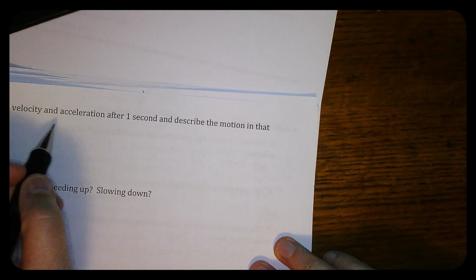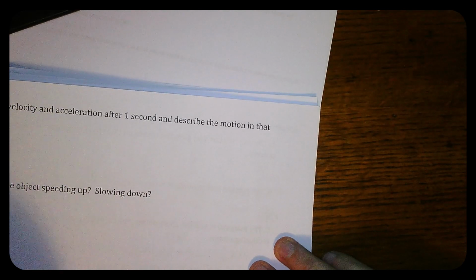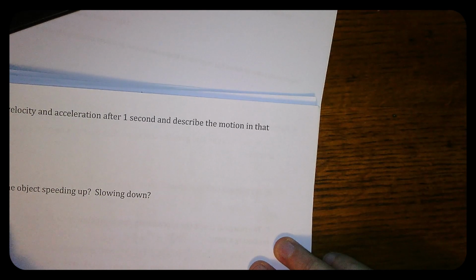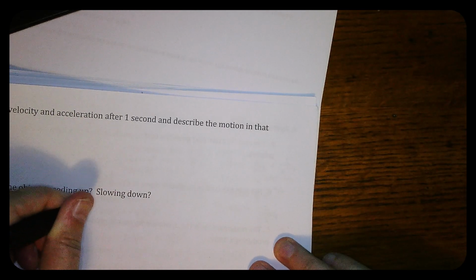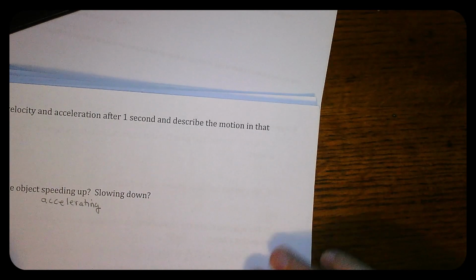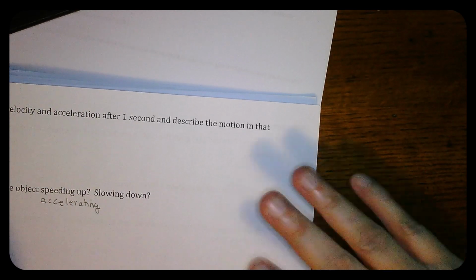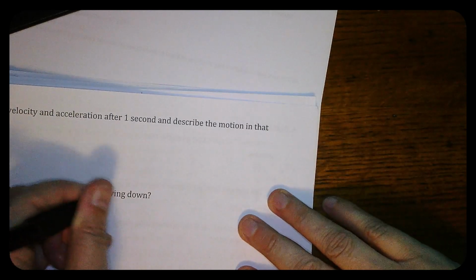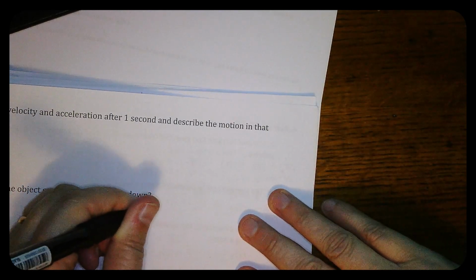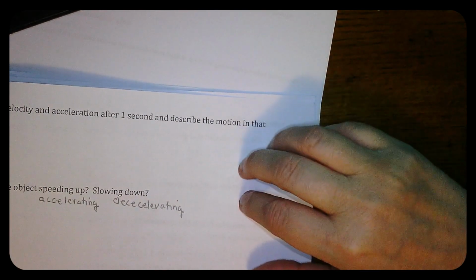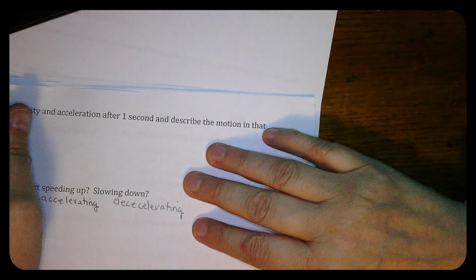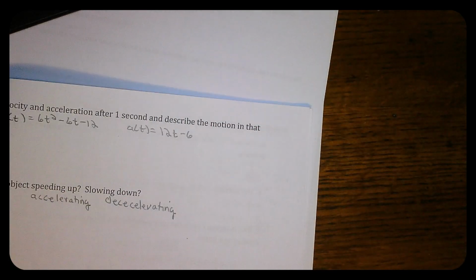All right, let's explain why that's important to me. So find the velocity and the acceleration after 1 second. All right. And then here it is. Is the object speeding up or slowing down? So speeding up means accelerating. Speeding up means the rate of change is getting faster. Okay, slowing down means decelerate. Okay, so find the velocity and acceleration. Let me copy down this velocity function here. Let me pause it.